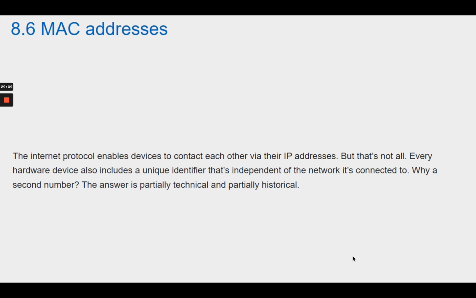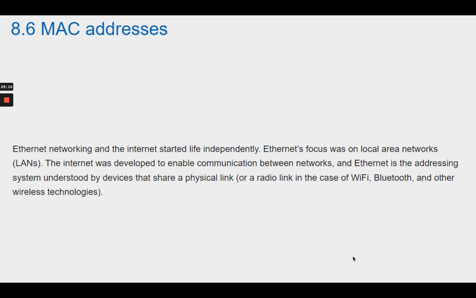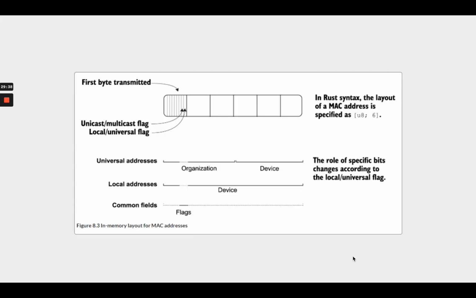Why a second number? The answer is partially technical and partially historical. Ethernet networking and the Internet started life independently. Ethernet's focus was on local area networks, or LANs. The Internet was developed to enable communications between networks, and Ethernet is the addressing system understood by devices that share a physical link, or radio link in the case of Wi-Fi, Bluetooth, and other wireless technologies. Perhaps a better way to express this is that MAC, short for Media Access Control, addresses are used by devices that share electrons. Figure 8.3.